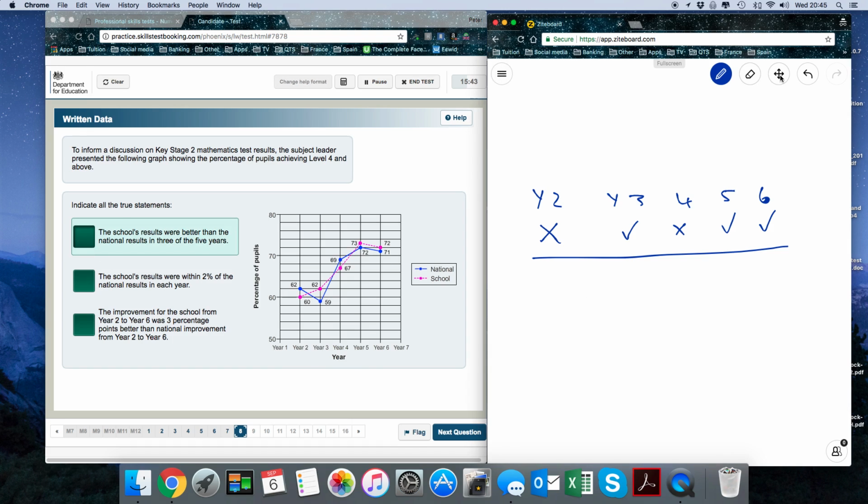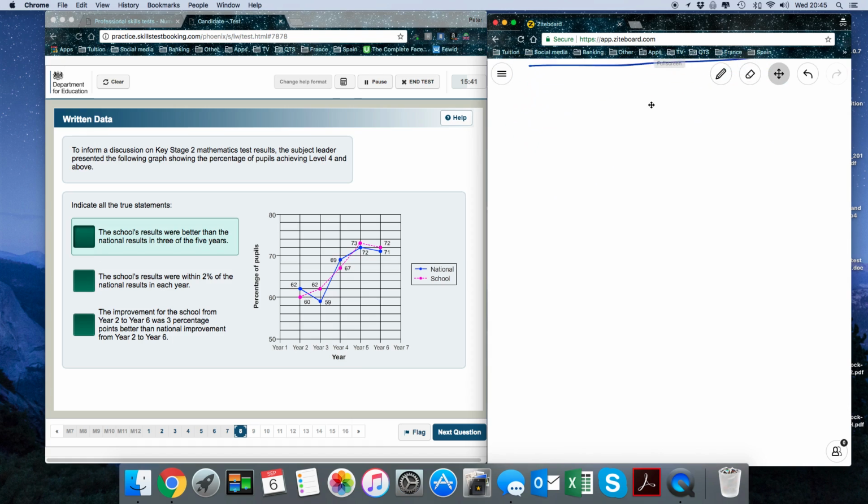Okay, so I'm giving you a nice, neat way of writing that out to help you keep track of it. Now the next one, a lot of people get muddled up with the word in here, not really to do with the maths. It says the school's results were within 2% of the national results each year. So again, you could do a tick list. You've got year 2, 3, 4, 5 and 6. So if you look at year 2, the difference is 2. It's 62 take away 60.